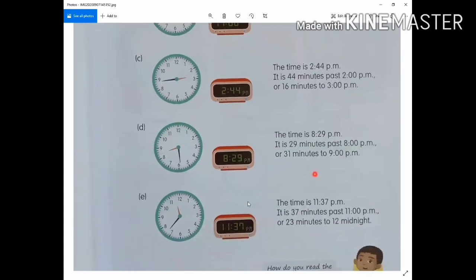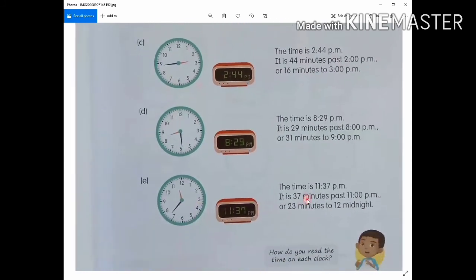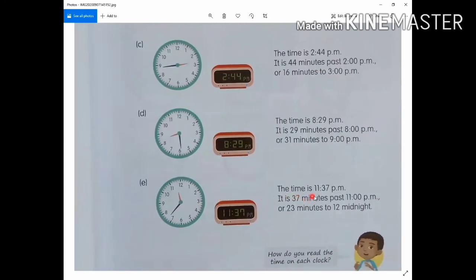And the last part E, the time is 11:37 p.m. It is 37 minutes past 11 p.m. Or we can say that 23 minutes to 12 midnight. That's how to read the time on each clock.